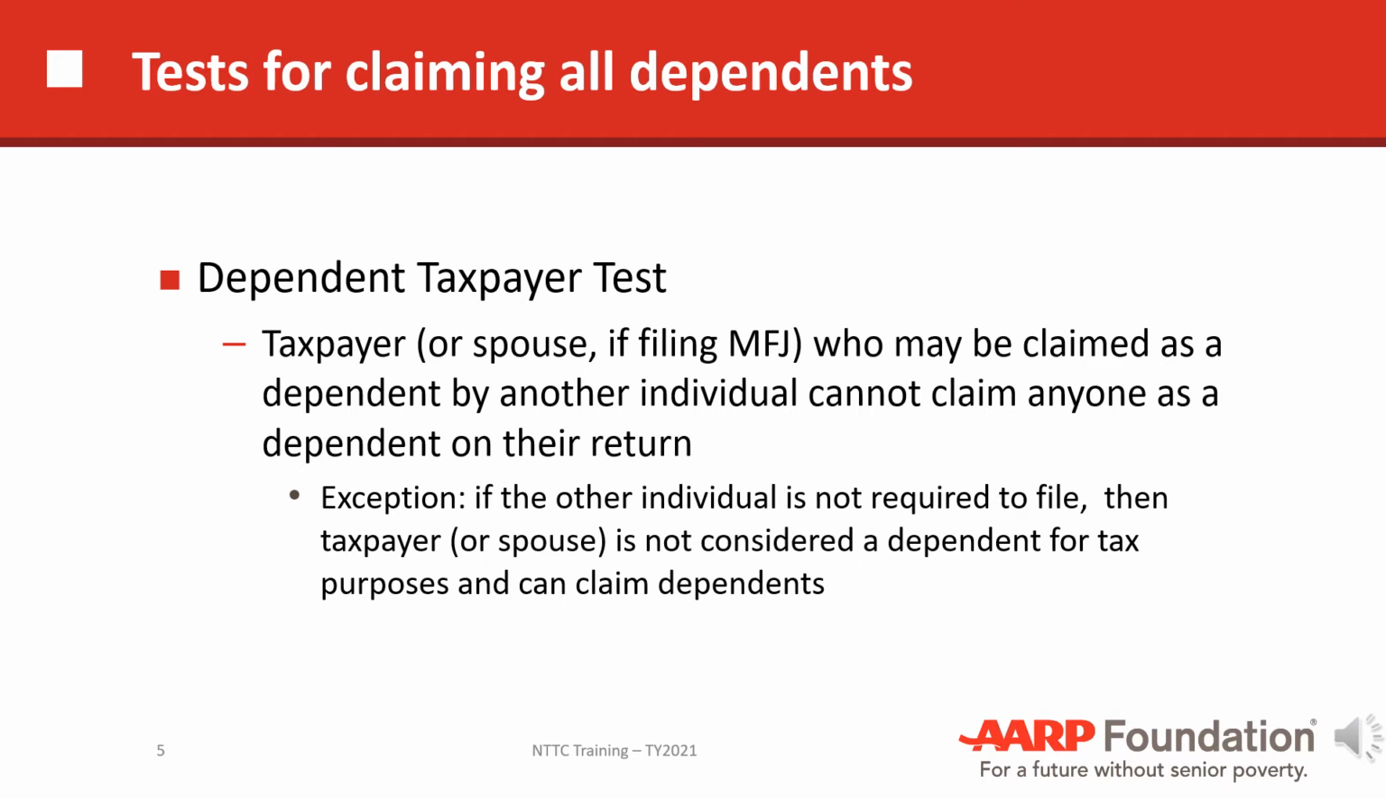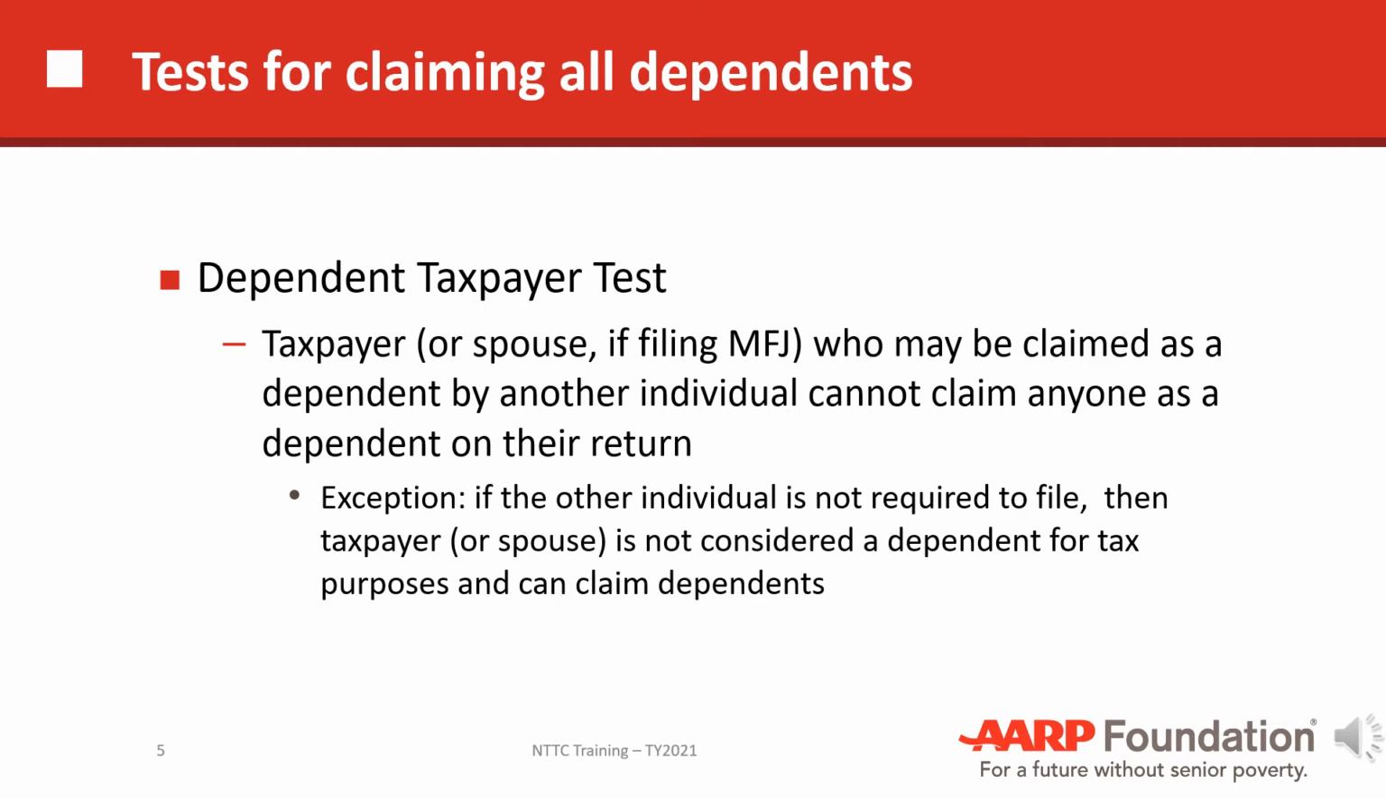As I mentioned in my last presentation, determining whether somebody is a dependent or not can be very complex. There are various tests in the tax code that need to be conducted so that we can make that determination. The first test is the dependent taxpayer test. So the taxpayer or the spouse, if filing jointly, who may be claimed as a dependent by another individual cannot claim anyone as a dependent on their return.